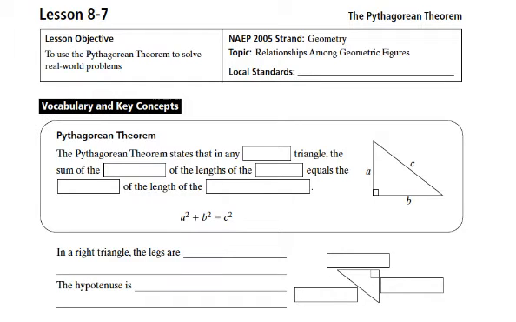Today's lesson, the Pythagorean Theorem. We're going to use the Pythagorean Theorem to solve real-world problems. The Indiana Academic Standard is 7.4.3.